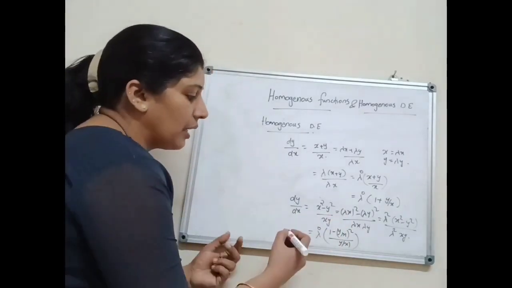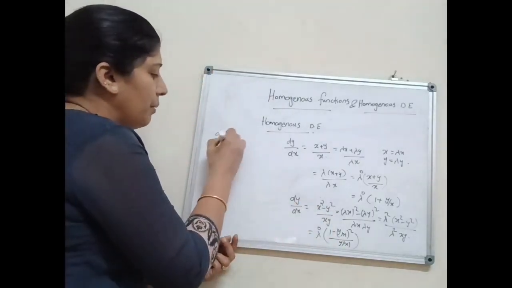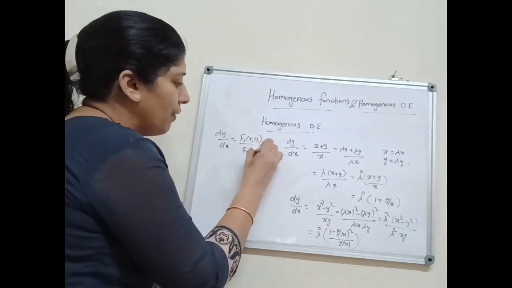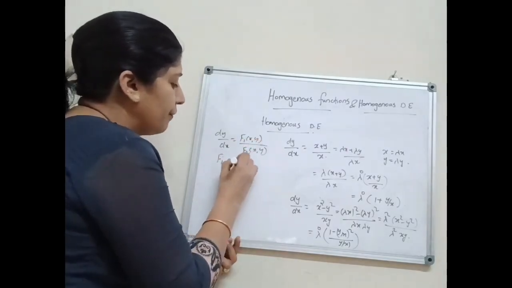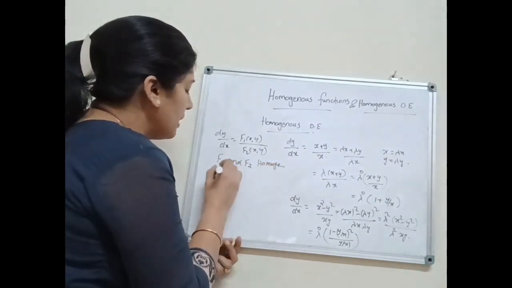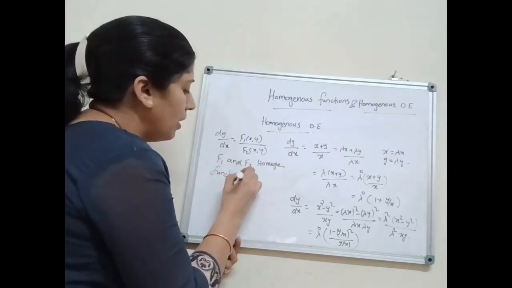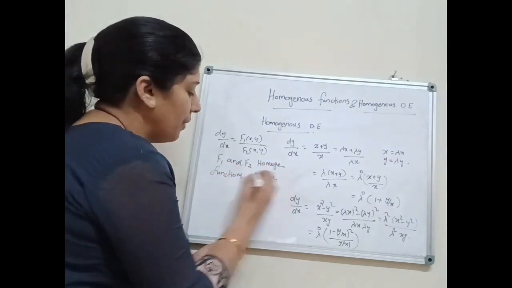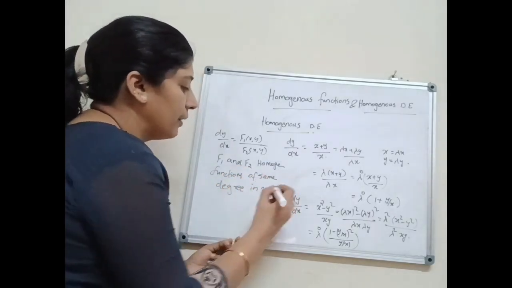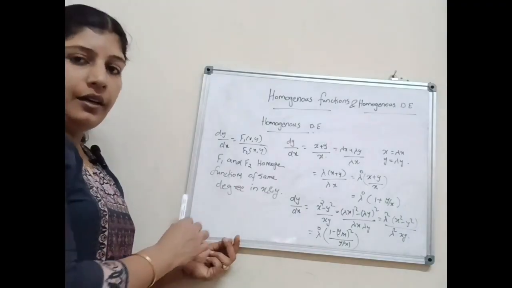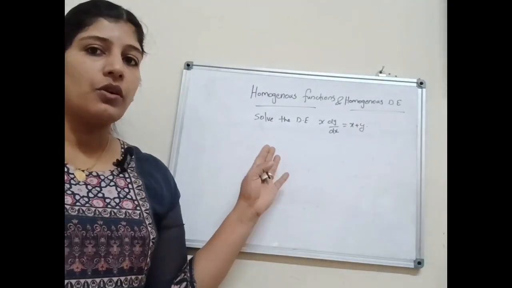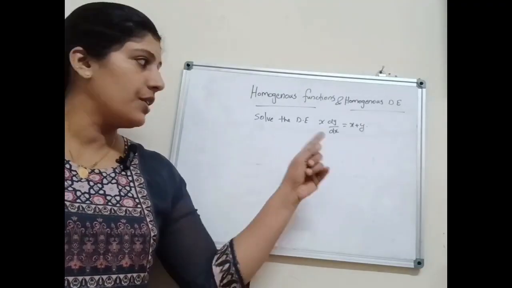Here we have to consider dy by dx equal to f1 of x, y divided by f2 of x, y. Here f1 and f2 are homogeneous functions of the same degree in x and y. This type of differential equation is called a homogeneous differential equation. Next, how can we solve the homogeneous differential equation?